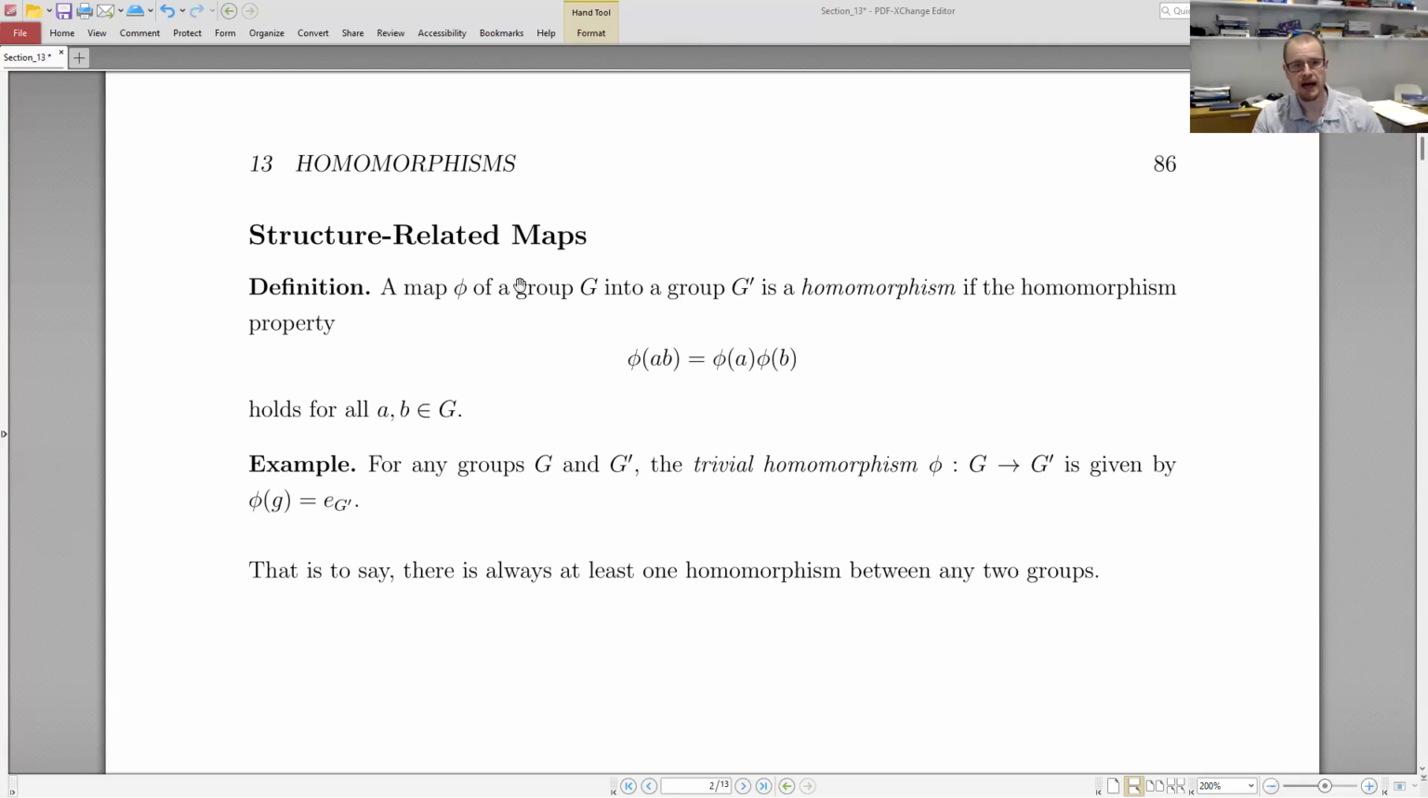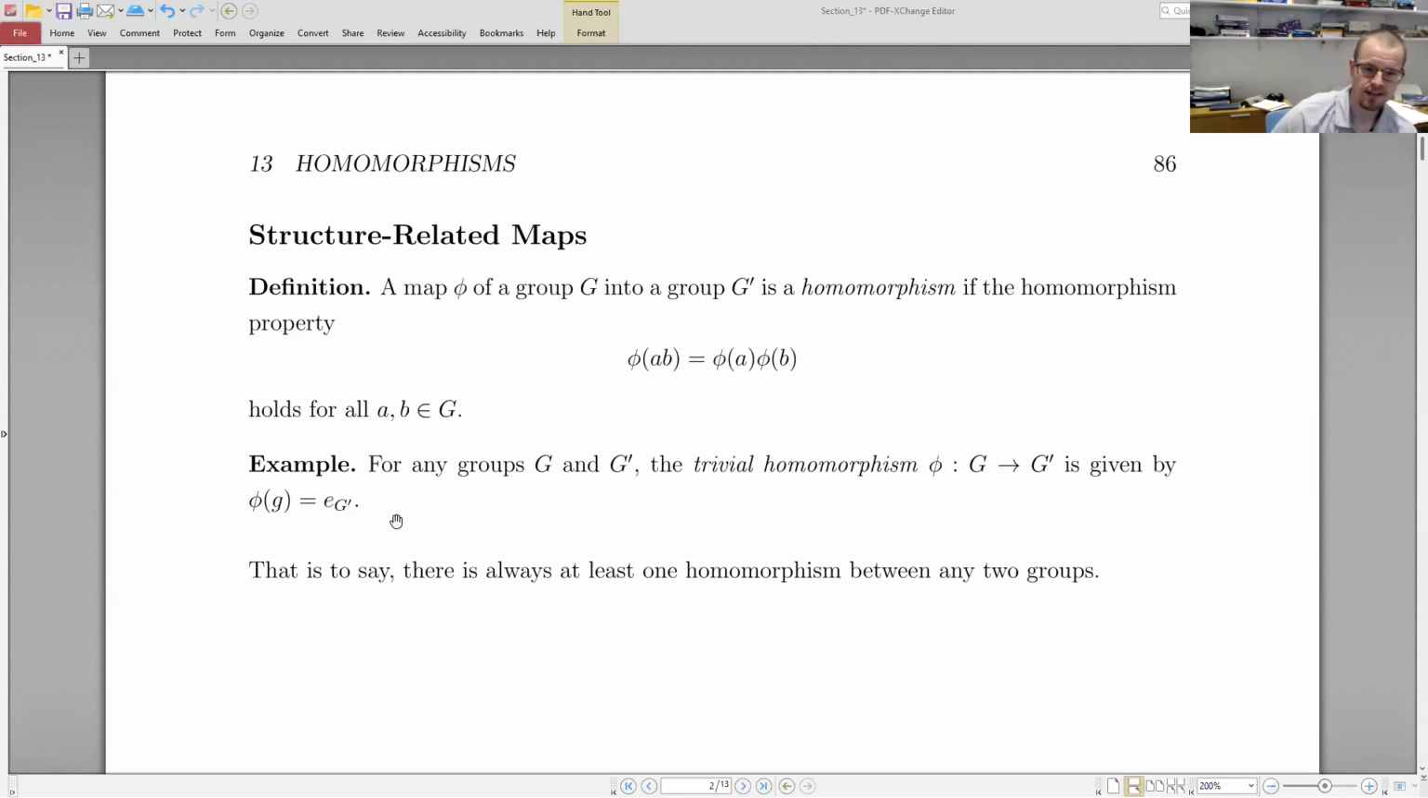So if phi maps group G into a group G prime, so it's not necessarily covering, though it could be, anyway, it's a homomorphism if it satisfies the property. The image of a product is the product of the images. So using multiplication notation here. And for a very, very brief example, it's worth pointing out that for any pair of groups, G and G prime, for any two groups, there is always the trivial homomorphism, which maps all of G directly to the identity element in G prime. So cool, right?